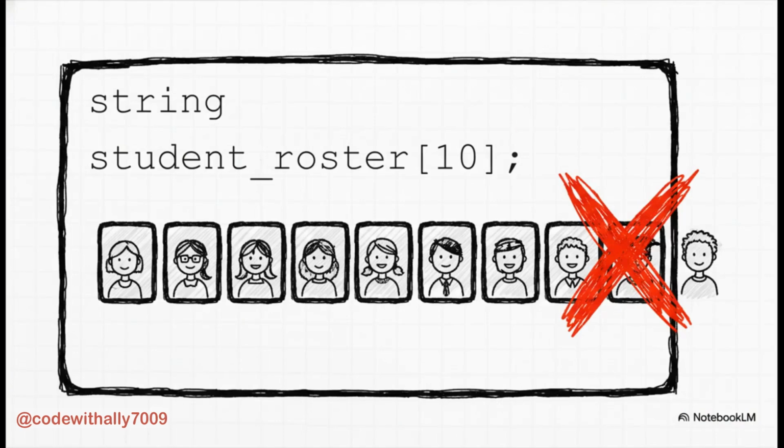Okay, version 1. We declare an array of strings to hold, let's say, 10 student names. It's simple, it's clean, and hey, it works, for the first 10 students. But what happens when student number 11 walks in the door? Our program breaks. There's no more room. And that is the fundamental, critical flaw of a basic array.